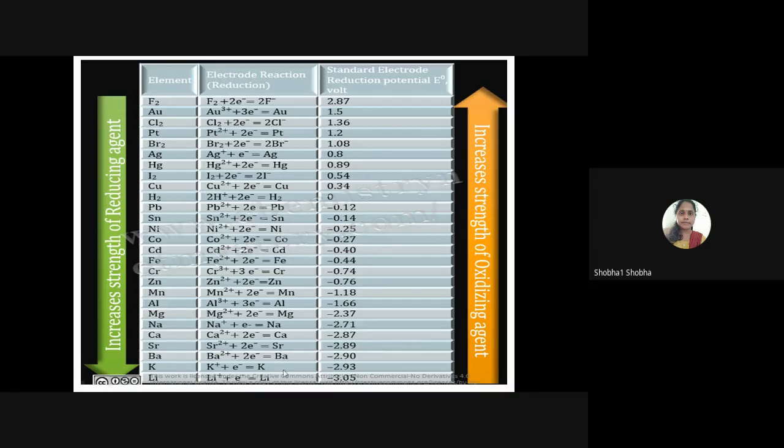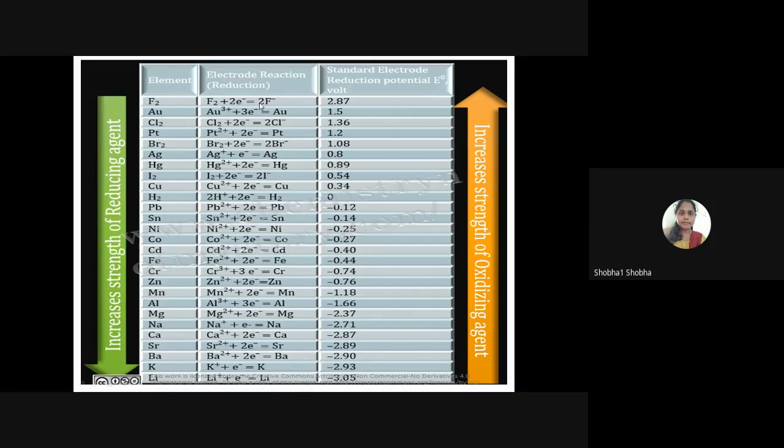Actually, lithium converting into lithium plus and an electron is plus 3.05, which is correct. That is its oxidation potential. But according to IUPAC, I want reduction potentials of all the elements. Therefore, the plus value is reversed to a negative value. I have written minus 3.05 and arranged in this table and given to you. And this is called your electrochemical series.